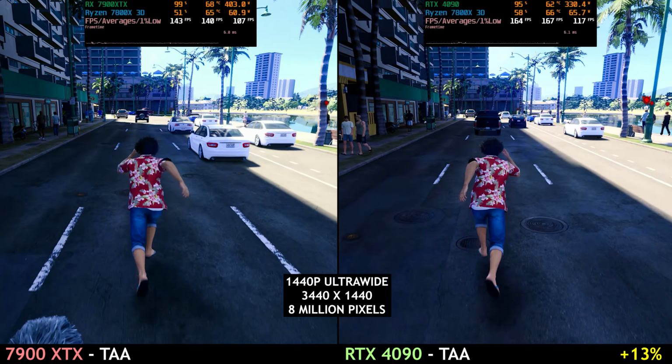But what about DLSS 3 frame generation? Because all the games I've chosen also have DLSS 3 frame generation. Well, why don't we compare the FPS gains between DLSS frame generation and FSR frame generation on the RTX 4090?